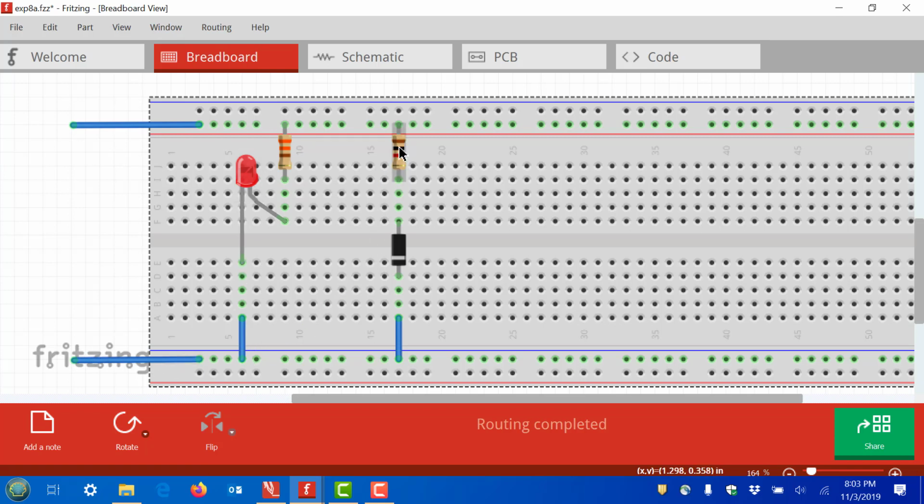And very similar with the diode circuit. I put both of them on the same diagram here, or the same proto board. You can too, actually. You can do these together. So this is, as I said, a 1K resistor, and here's our diode.